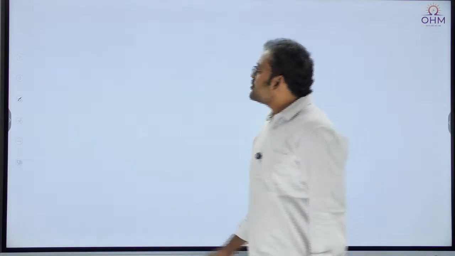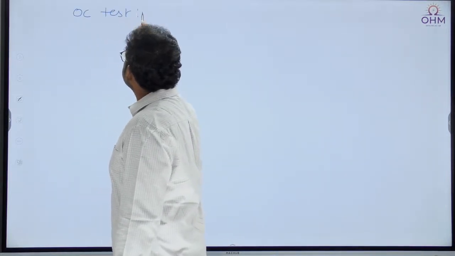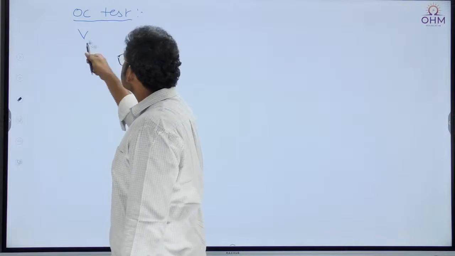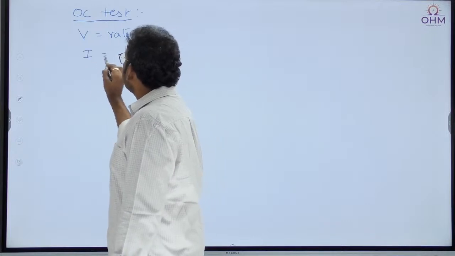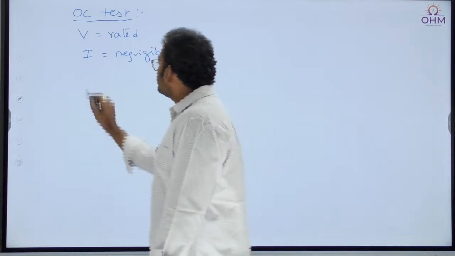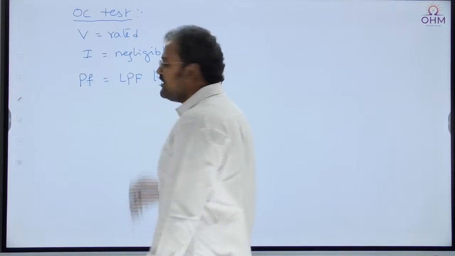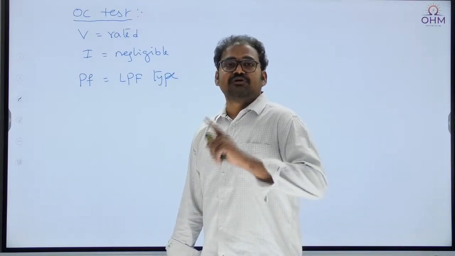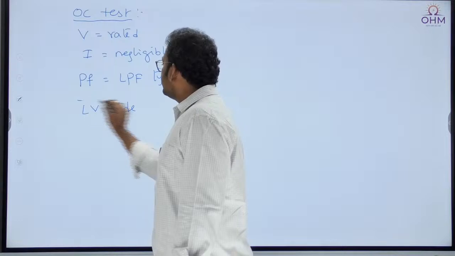Let us talk about the open circuit test first. We know the open circuit test means voltage is rated value, correct? I better write like this. Yes, during an open circuit test, voltage is rated value, current is negligible because no load current is very small. Also, what is the type of power factor? LPF type wattmeters are preferred, right or not? Because power factor is very poor. And one more thing, the OC test is preferable to conduct from the LV side or HV side? LV side. The test is conducted from the LV side.